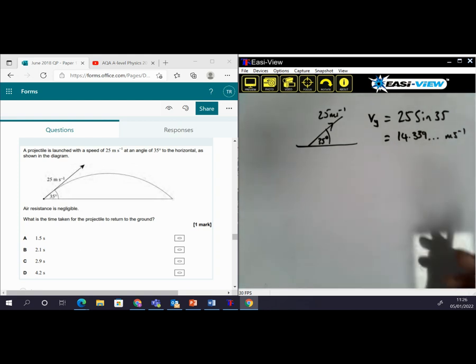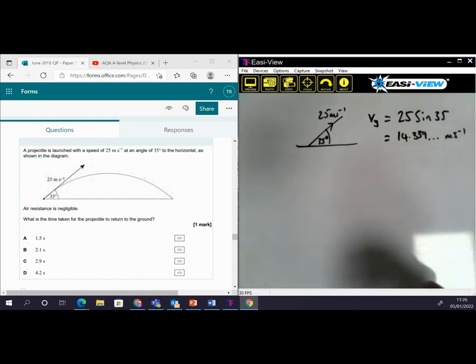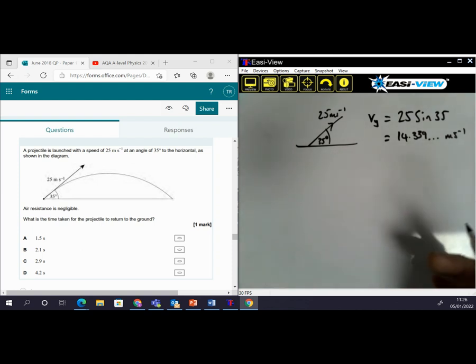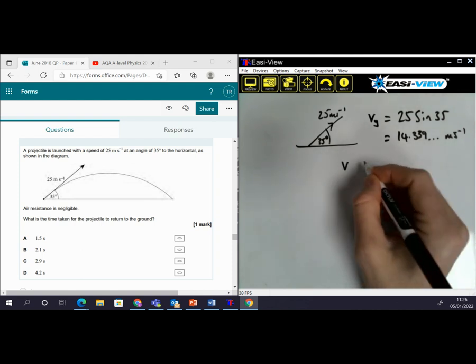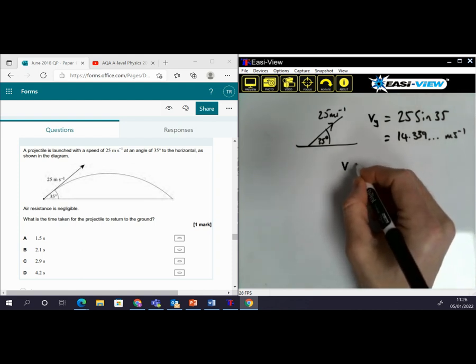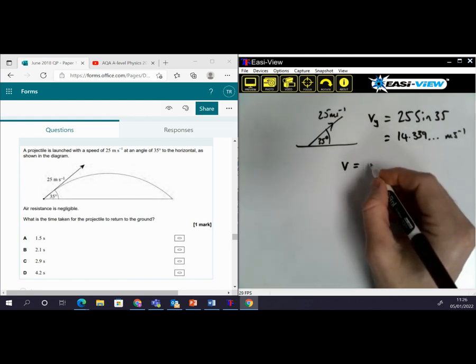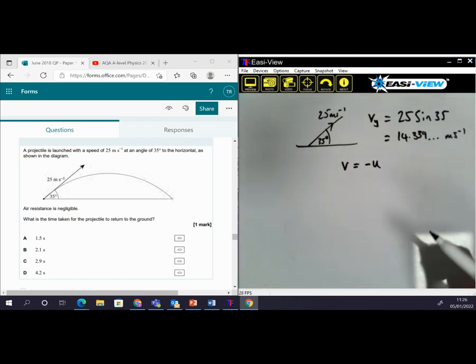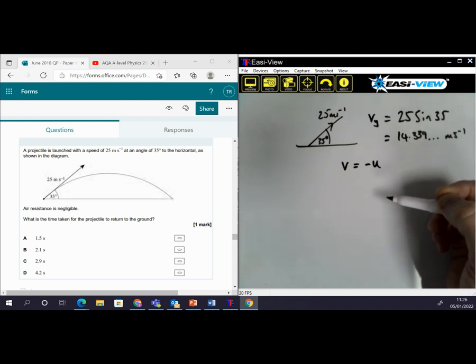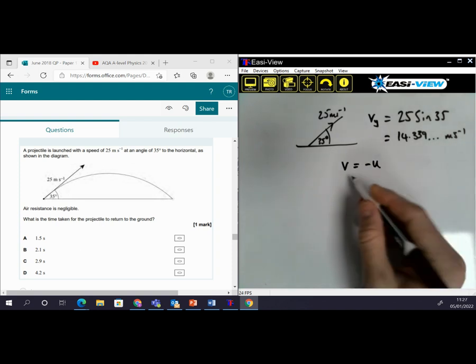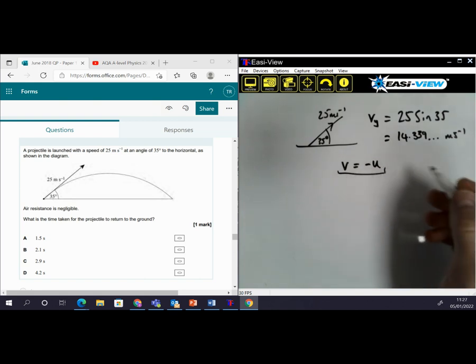We can treat it as if it's going straight up at 14.339 meters per second, and we can now solve for time. There are a number of things we can do, and it's understanding the physics of what's actually going on. I'm interested when v equals the negative of u. So when it goes up in the air, it'll come back down, but the velocity is the same magnitude but in the opposite direction. I can solve for at what time this is true.